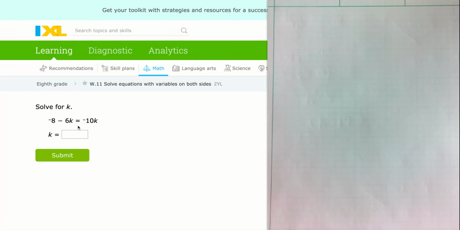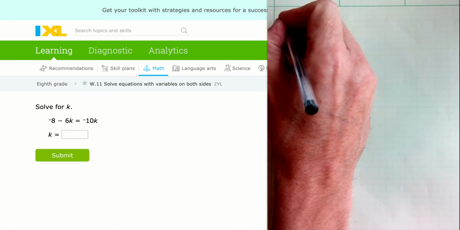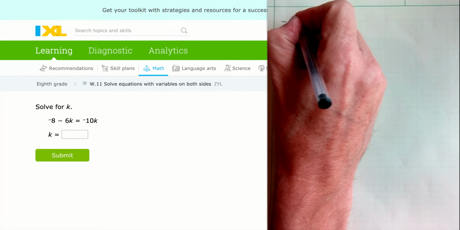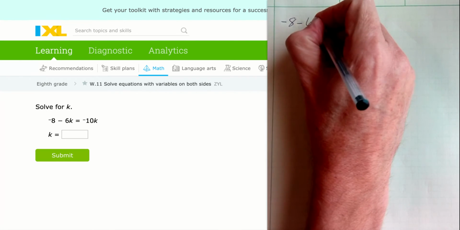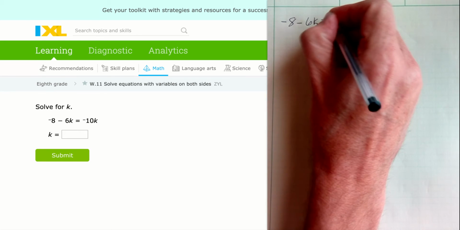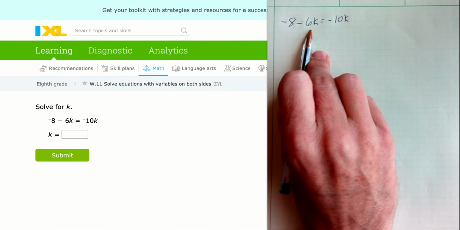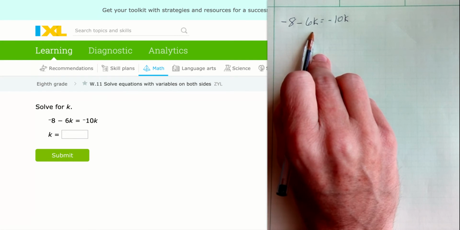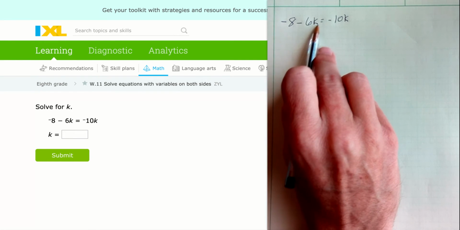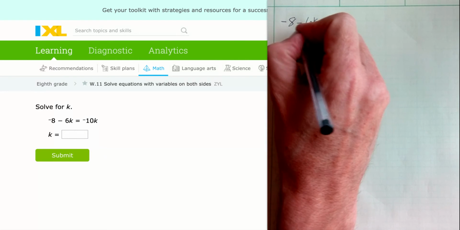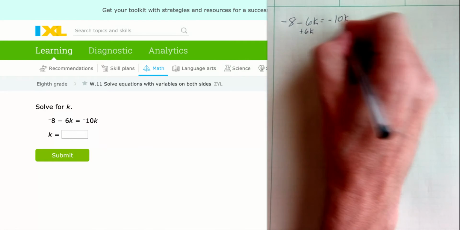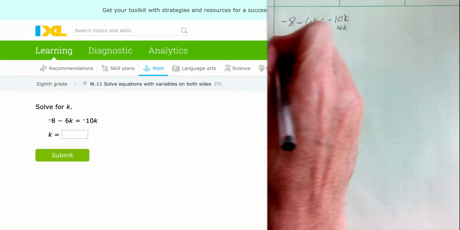So again, when I'm given an equation where I notice there's an equal sign and variables are on both sides of the equation, I still just follow the simple rule that what I do to one side of the equation, as long as I do it to the other side of the equation, I keep the equation true. So again, I don't want k's on both sides of the equation. So what I'm going to do is remove the negative 6k from the left by adding 6k to both sides of the equation.